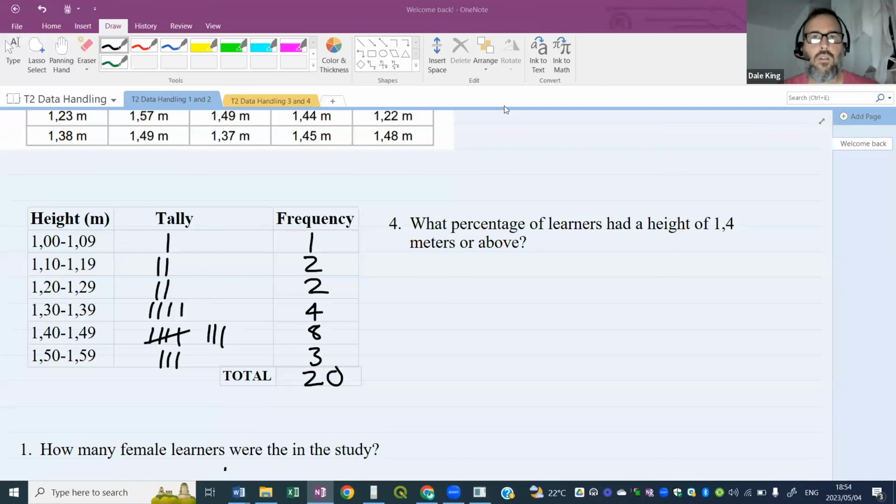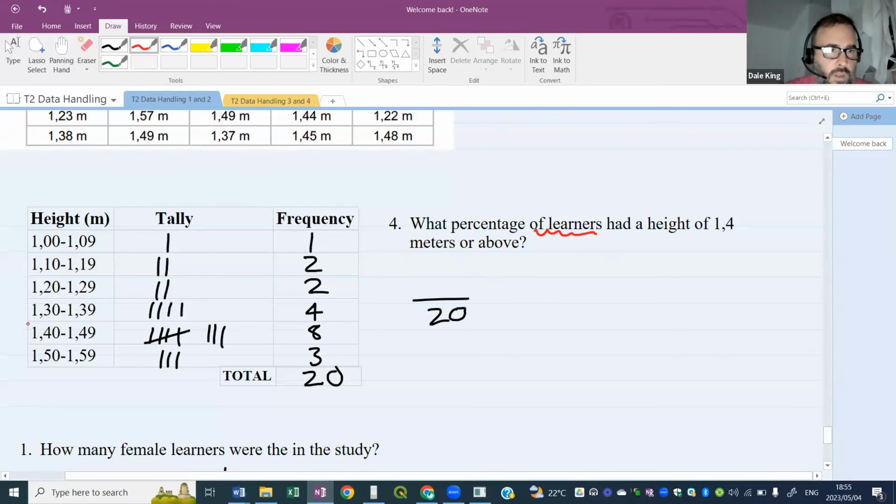All right. Looks like you guys should be done. Let's have a look. It's a percentage calculation, so we need a fraction. And it says what percentage of the learners, so the total value is coming at the bottom. What percentage of total learners had a height of 1.4 or above? So here's 1.4 over here. We need 1.4 and everything above. So we need everything in this row, and we need everything in this row.